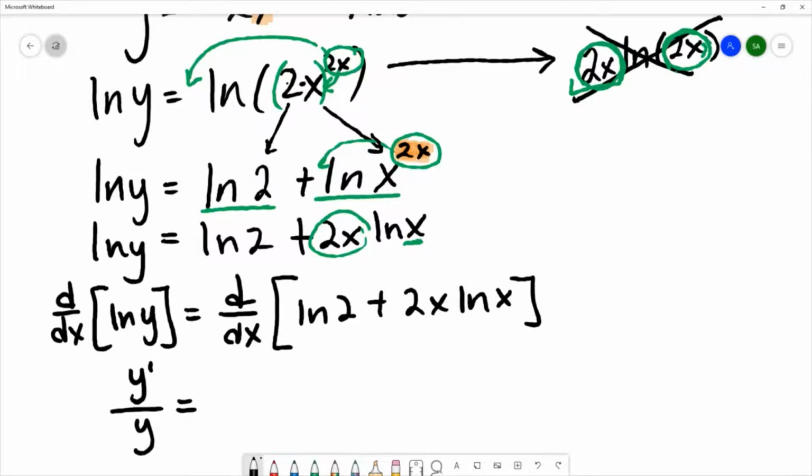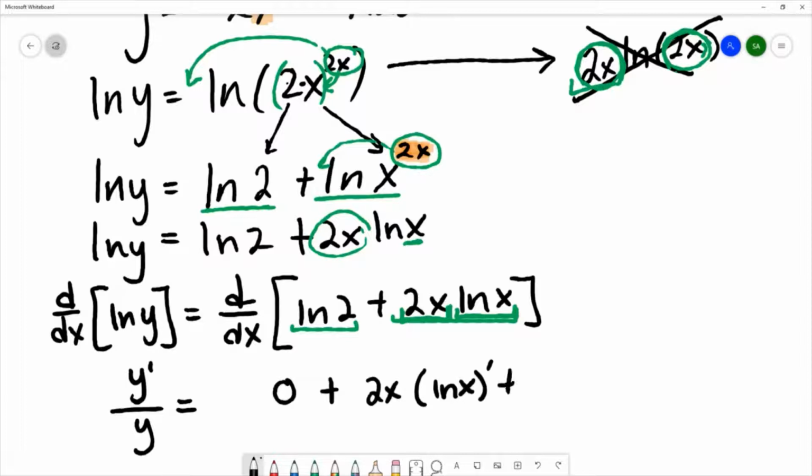On the right-hand side, this is natural log of 2, which is a constant. There are no variables in that expression, so the derivative of that constant is 0. And then for the derivative on this part, we need to use the product rule because we have a variable in this first factor of 2x and a variable in the second factor of x. So we'll use the product rule to calculate that derivative. We'll do the first times the derivative of the second plus the second times the derivative of the first.